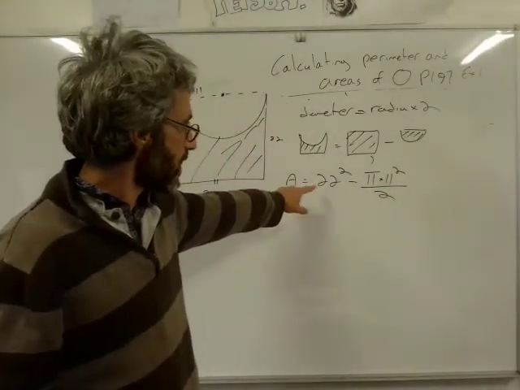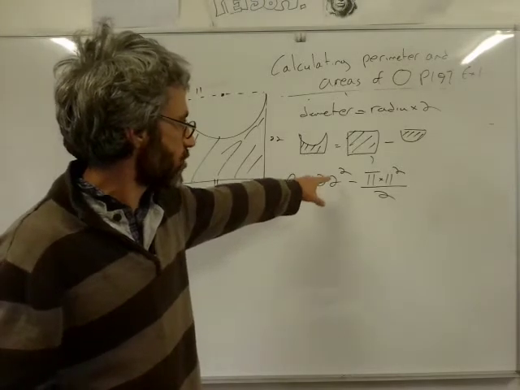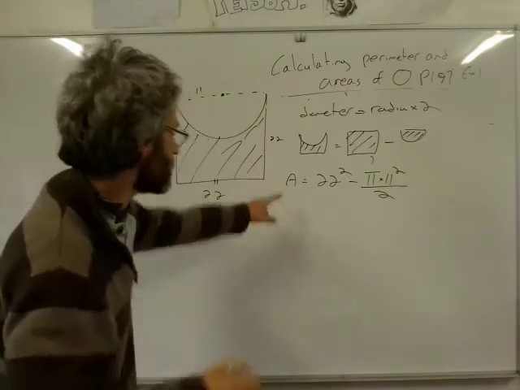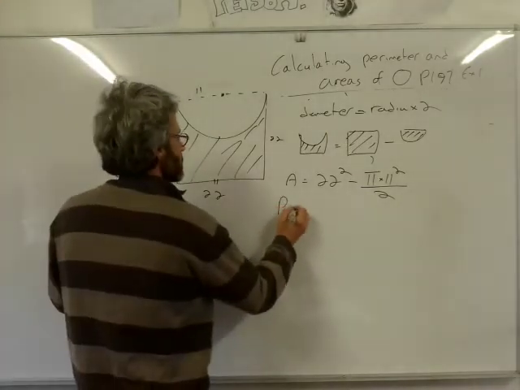So again, we'll need you to do that in the calculator. 22 squared minus pi times 11 squared divided by 2. That's the area. What about the perimeter?